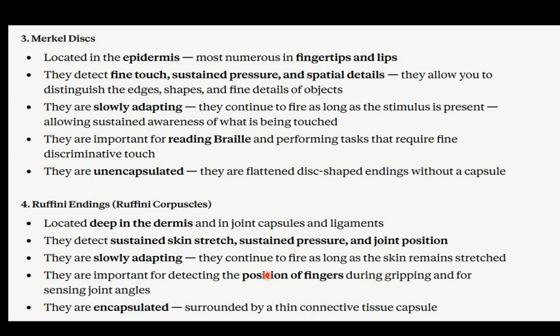The next is Ruffini endings or Ruffini corpuscles, which are located deep in the dermis and in joint capsules and ligaments. They mainly detect sustained skin stretch, sustained pressure and joint position. They are slowly adapting in nature. That means they continue to fire as long as the skin remains stretched, and they are important for detecting the position of fingers during gripping and sensing joint angles.